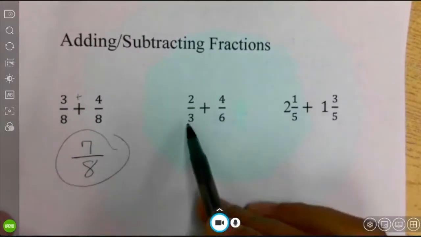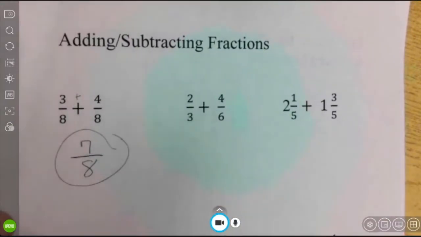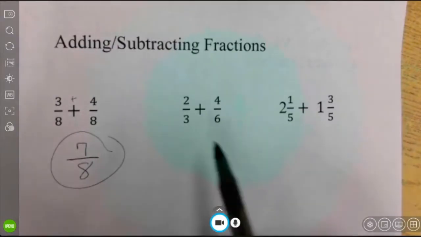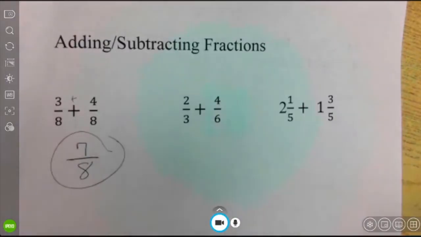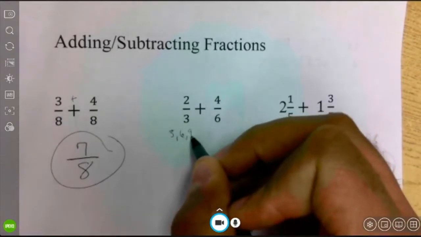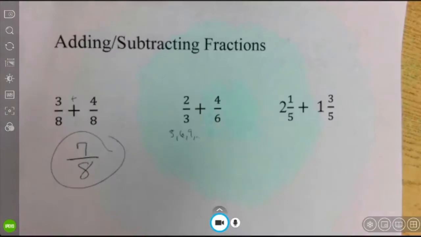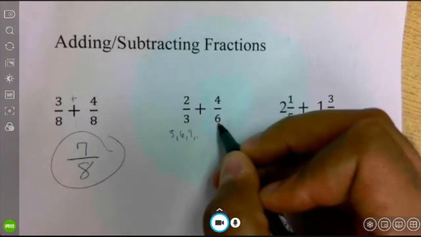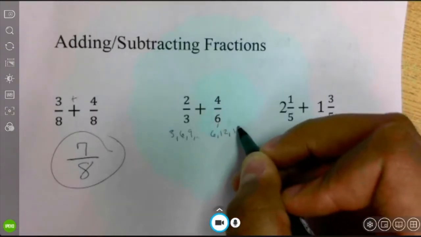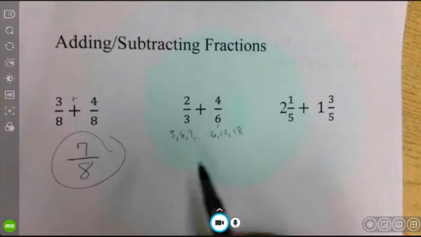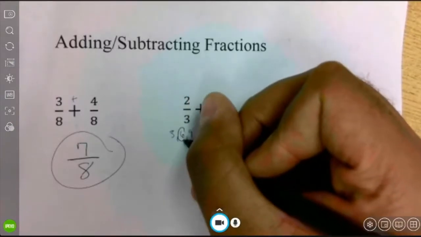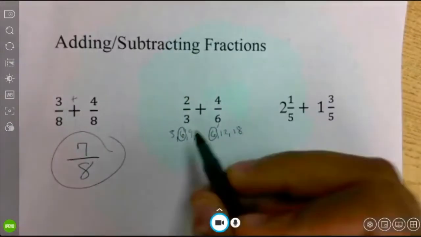Now we look at our other problem here. In this case, we don't have a common denominator. So we need to think of what numbers 3 and 6 have in common. Well, for example, 3 can become 3, 6, 9, and so forth. And 6 can become 6, 12, and 18. And as you can see, the number that they have in common, or their least common multiple, is 6.